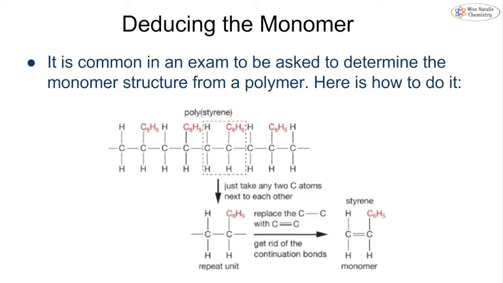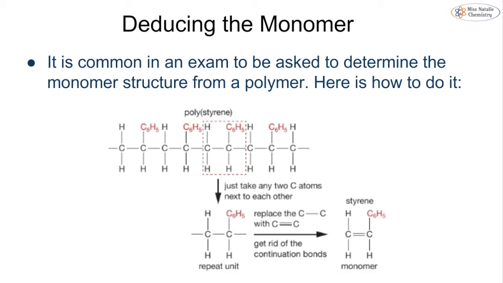Now, one thing that you have to be able to do is deduce a monomer from a polymer. So we've looked at going from the monomer to the polymer, where we take out the double bond, add the extension bonds, add the square brackets and the N. In an exam, you have to be able to go the other way. So they could give you a polymer structure like we have here.